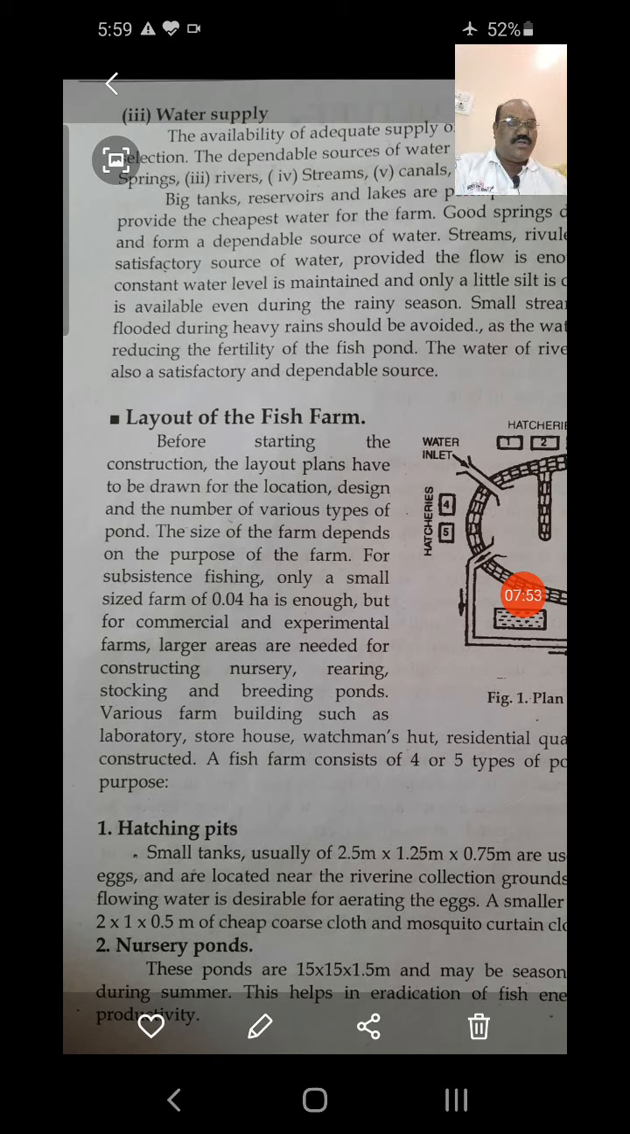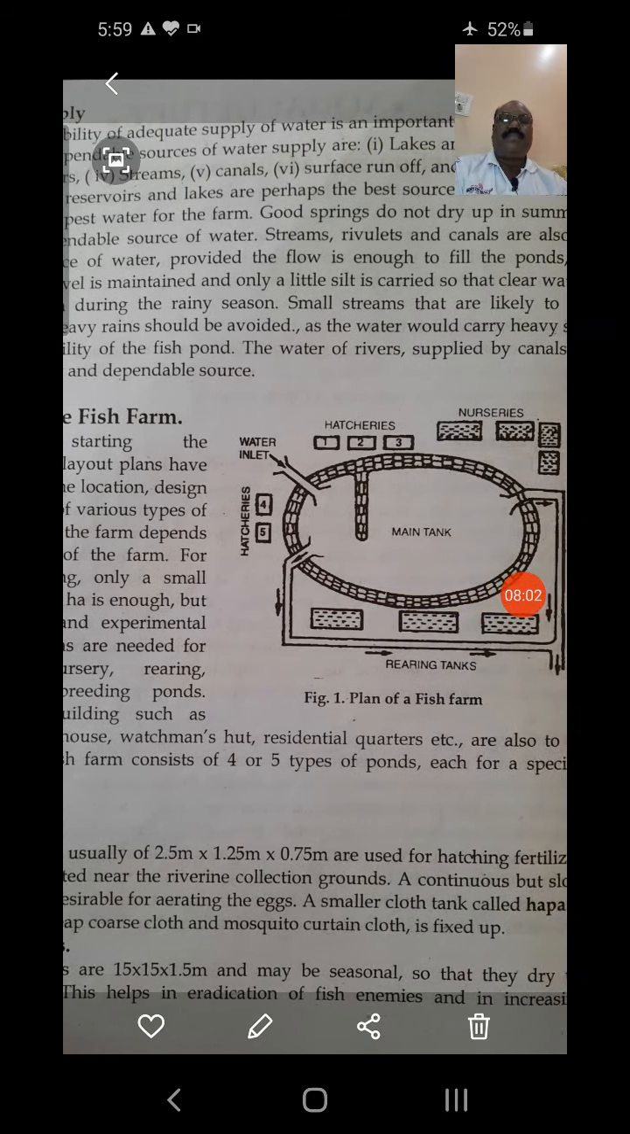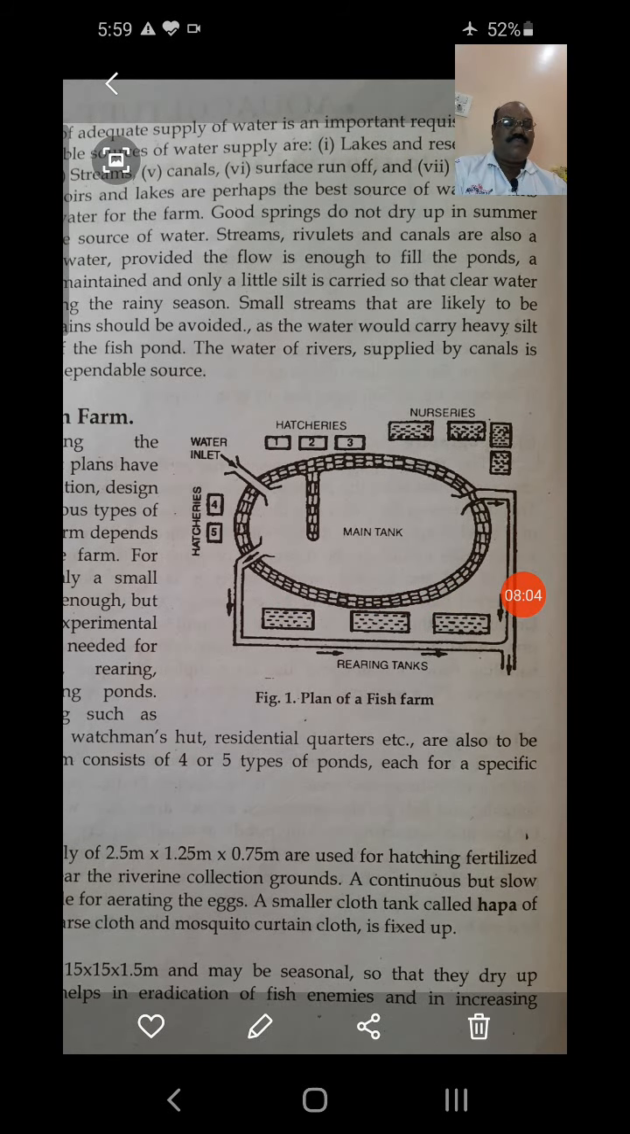Again, you can do the same thing by using a cloth tank, that is called a happa. We have to put this happa in a main pond, and we put the fish seeds in that happa, and we get the fish. But generally it is called hatching pits.